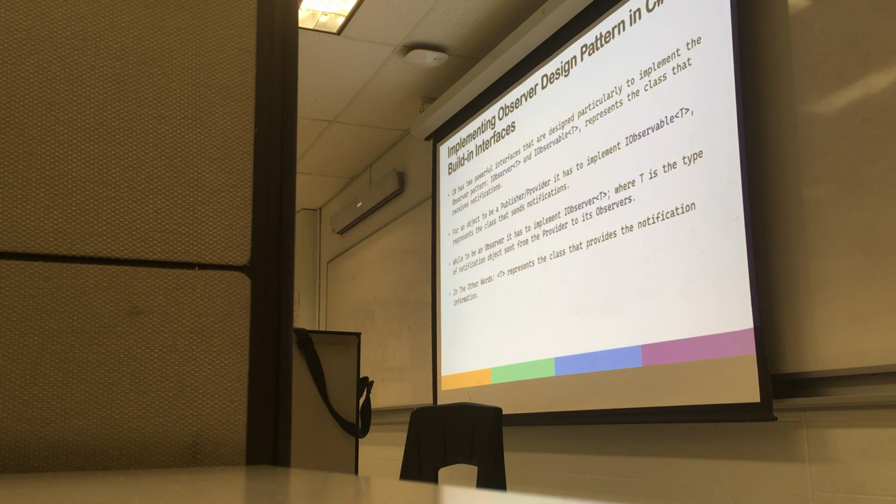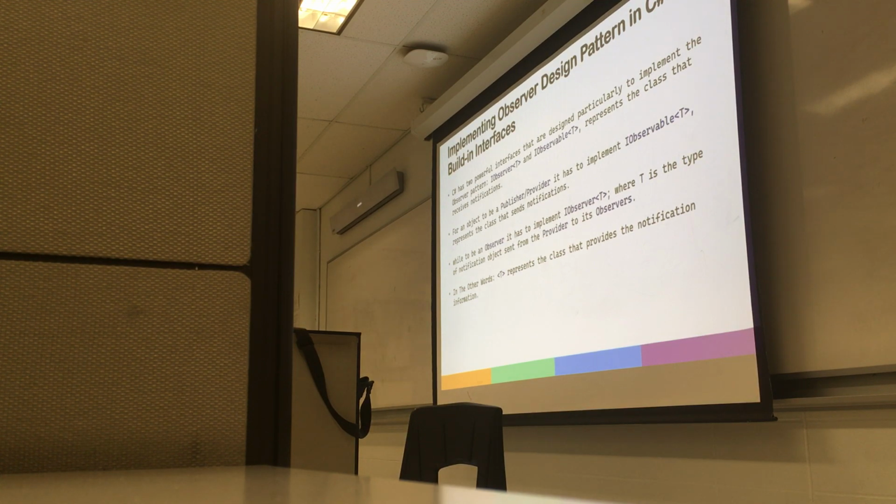But what we need to put instead of T is something called a function class, a notification handler, a notification class. IObservable is the interface implemented by the publisher or provider class.